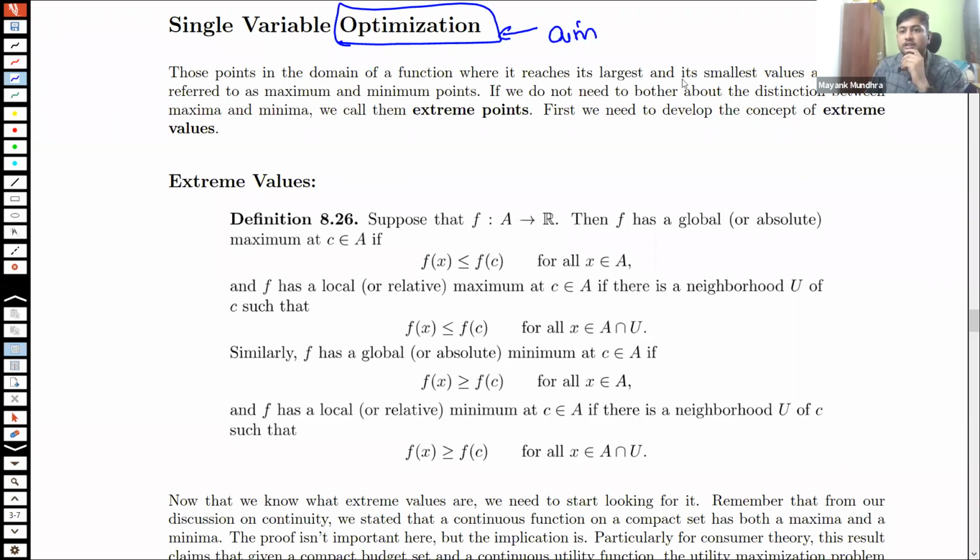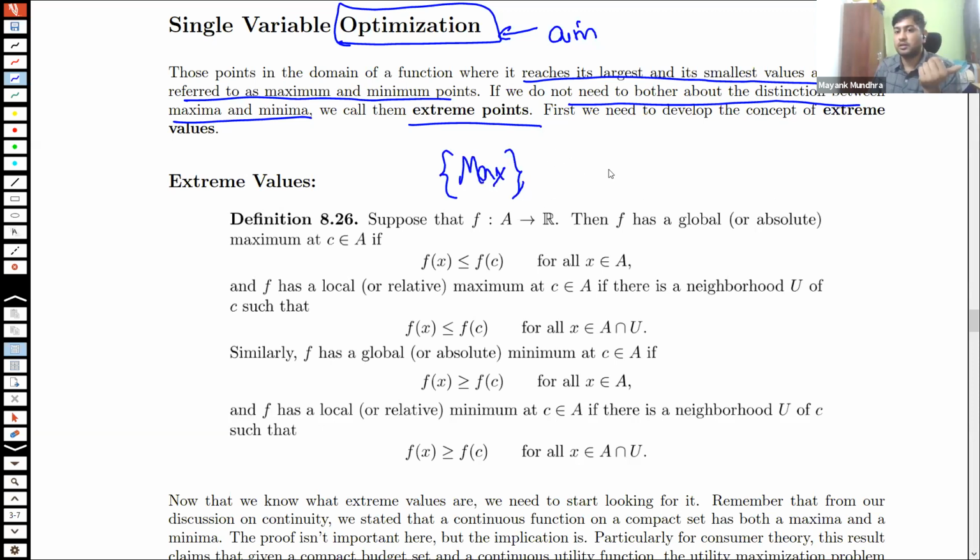The points in the domain of a function where it reaches its largest and smallest values are referred to as maximum or minimum. If we do not need to bother about the distinction between maximum and minimum, they are together called the extreme points. Suppose the points where it reaches its maximum are called max points, and the points where it reaches its minimum are called, let's say, min points. So the union of these two sets of points is going to be the set of extreme points.